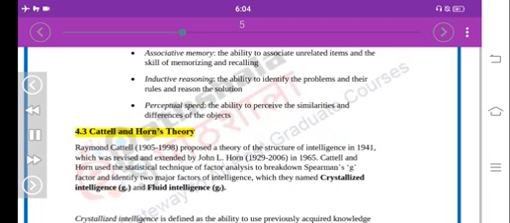4.3 Cattell and Horn's theory. Raymond Cattell (1905–1998) proposed a theory of the structure of intelligence in 1941, which was revised and extended by John L. Horn (1929–2006) in 1965. Cattell and Horn used the statistical technique of factor analysis to break down Spearman's G factor and identify two major factors of intelligence, which they named crystallized intelligence GC and fluid intelligence GF.